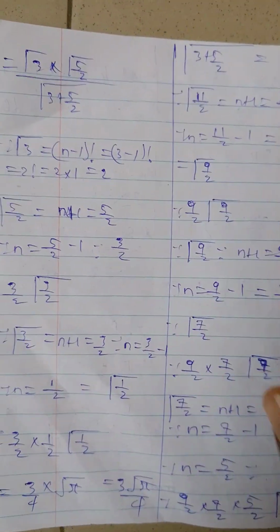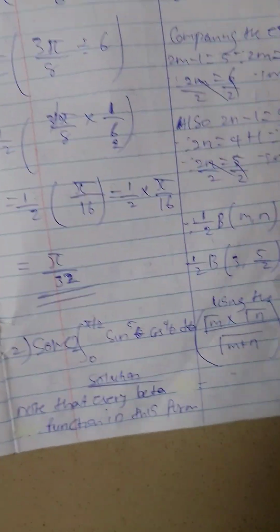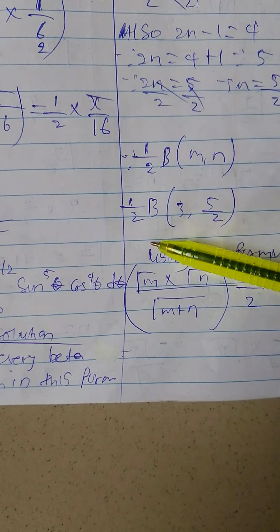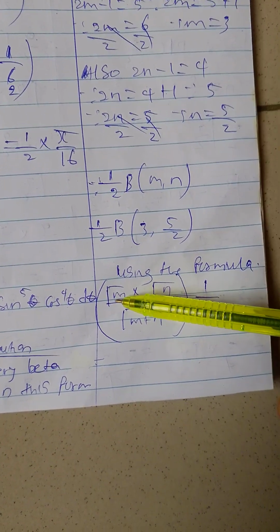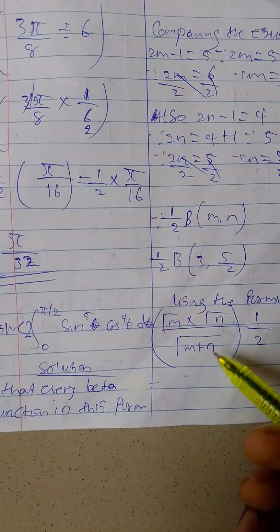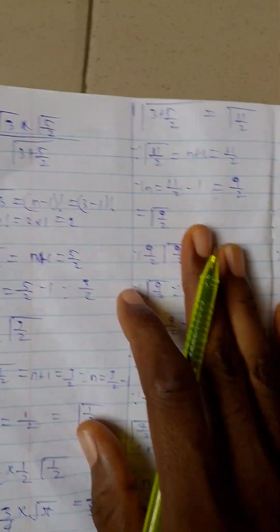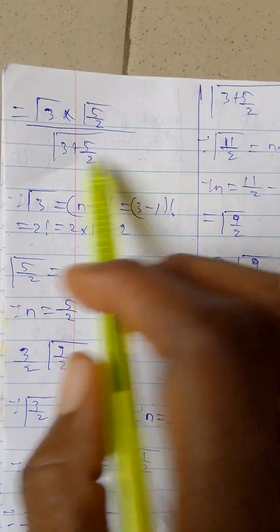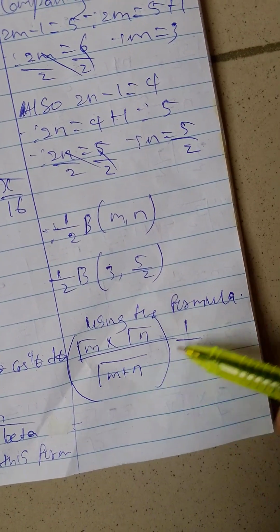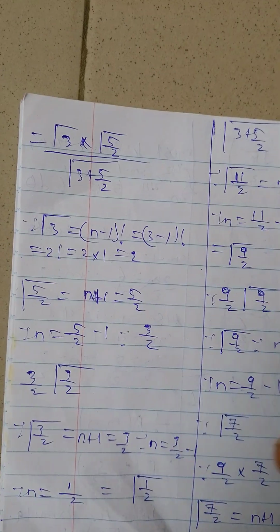Okay, now therefore let's start. My answer for m is 3. That becomes gamma 3 times, my answer for n is 5 over 2, gamma 5 over 2, all over gamma 3 plus 5 over 2, which is m plus n. Now therefore multiply by 1 over 2. Okay, now therefore let's solve.